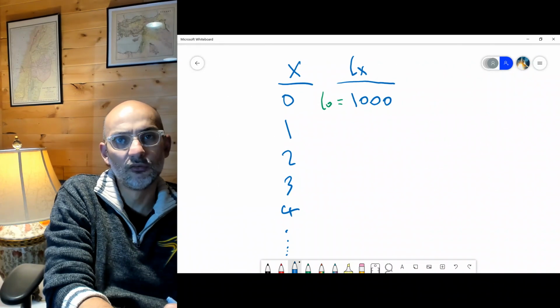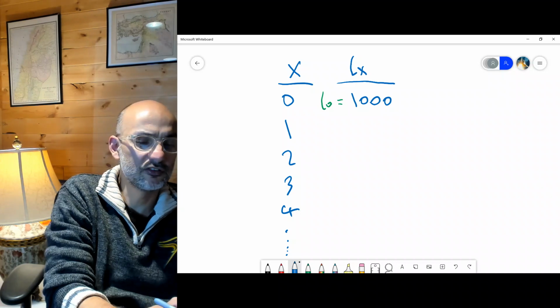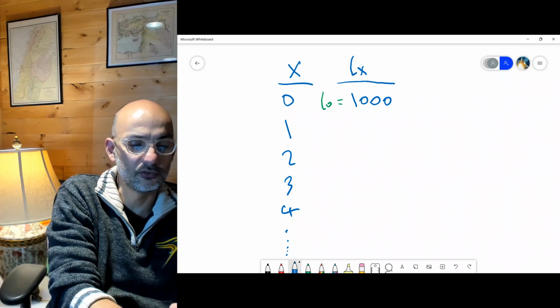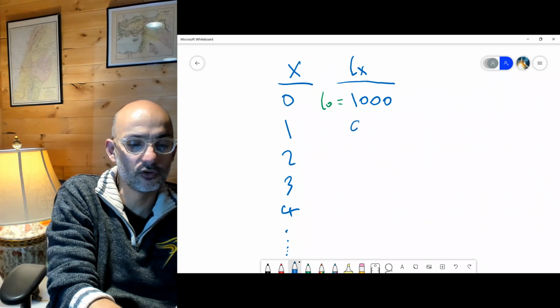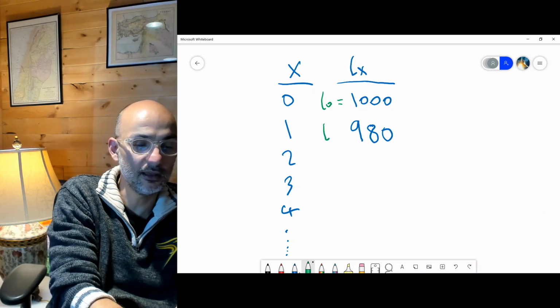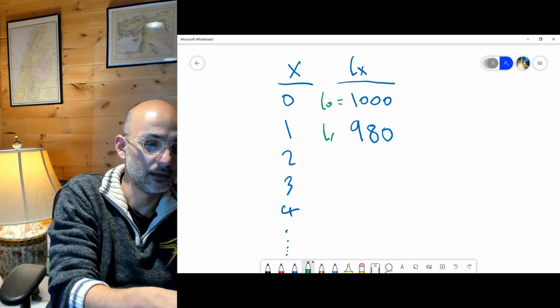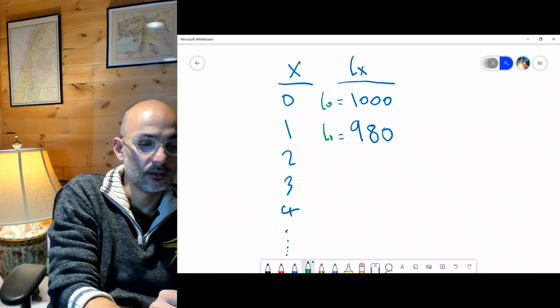So l0 is the cohort that we started tracing. Obviously people die or exit this cohort. Let's assume, just for illustration, that between year 0 and year 1 there are 20 deaths, so the remaining people in this cohort is 980. And this 980, instead of lx, will be l1, and so on and so forth.